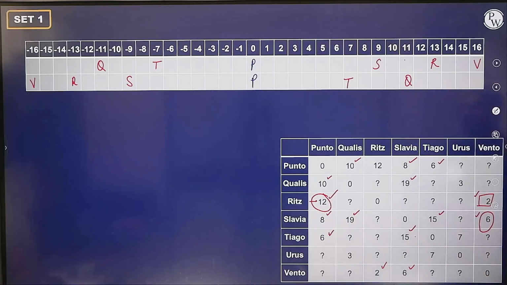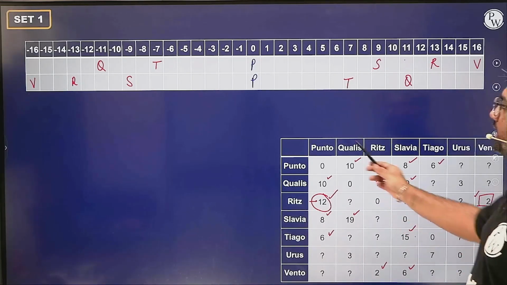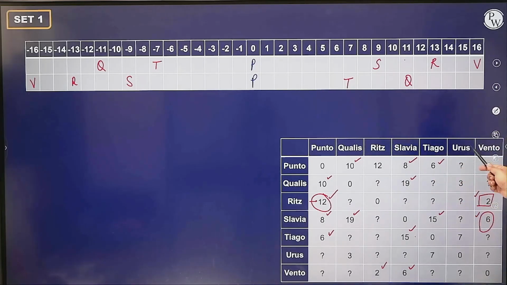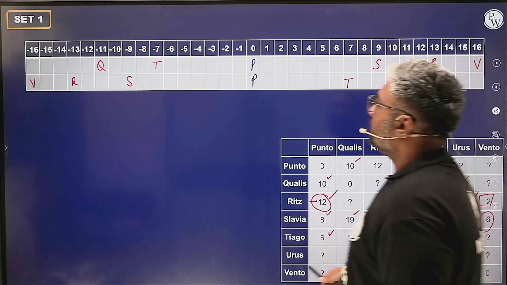तो अब the only car left for us to place, we have P, Q, R, S, T and V. अब सिर्फ U को place करना है. Now it becomes a little easy for us to deal with it, है ना? U को देखो. U क्या है? Qualis के साथ 3 का gap. So Qualis यहाँ पर है.